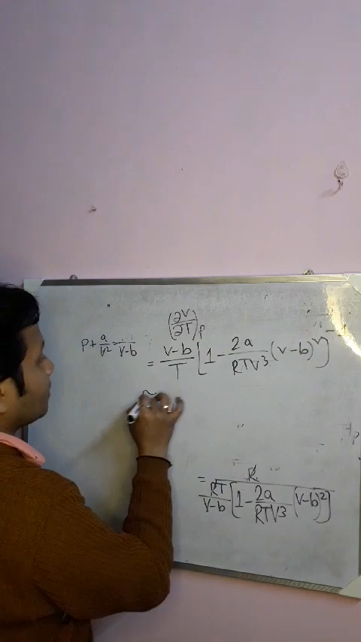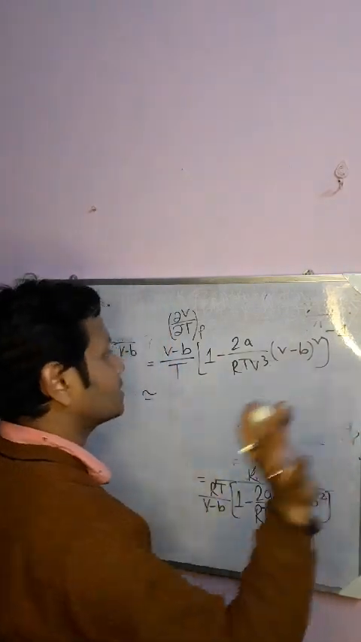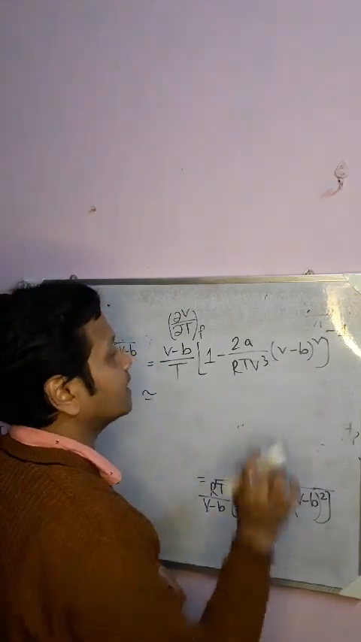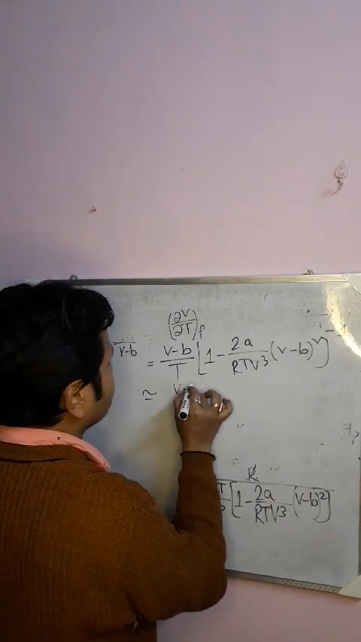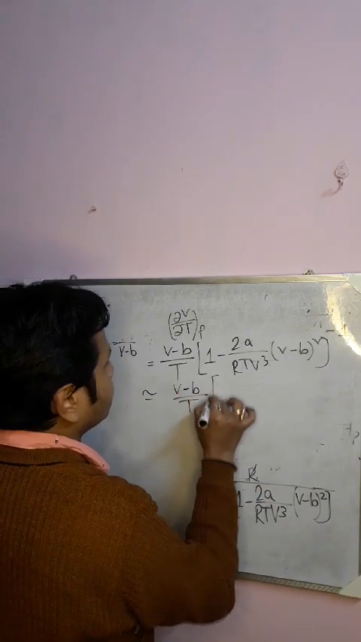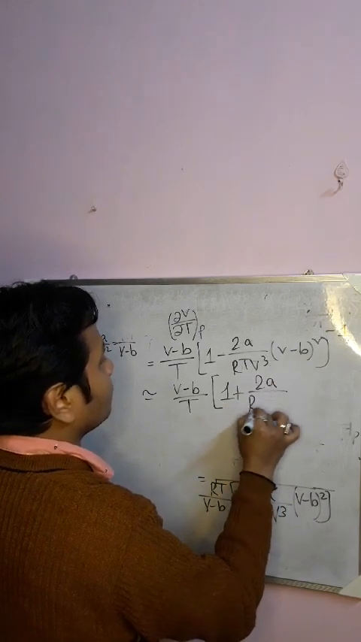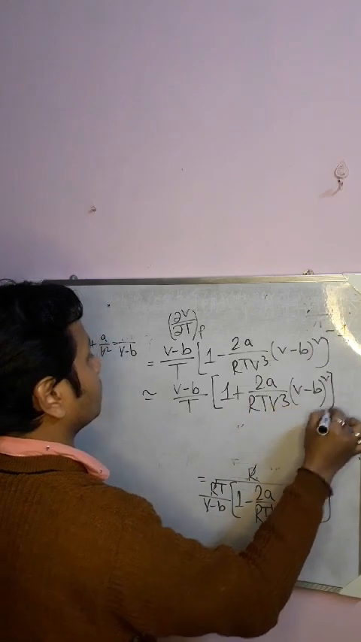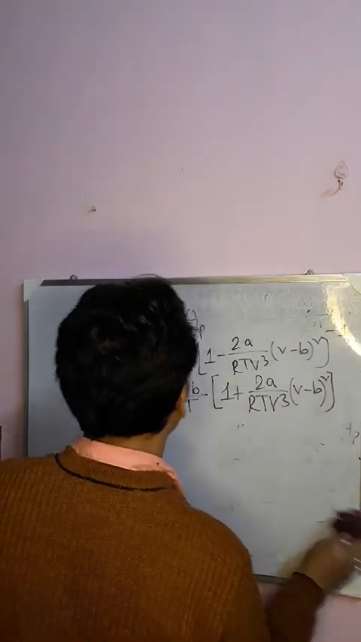Now you apply the binomial expansion: 1 minus x to the power minus 1 is 1 plus x plus x square. Now since this term is very small, we neglect the higher order terms and only take the first term, that is 1 plus x. So just take the first term, 1 plus 2a by RT V cube into V minus B whole square. So this is the value of del V del T at constant pressure.